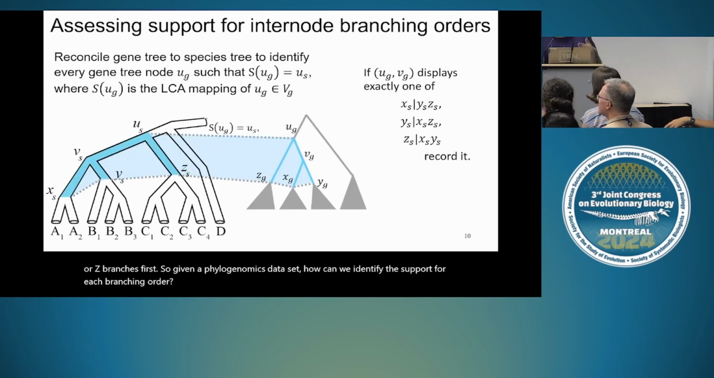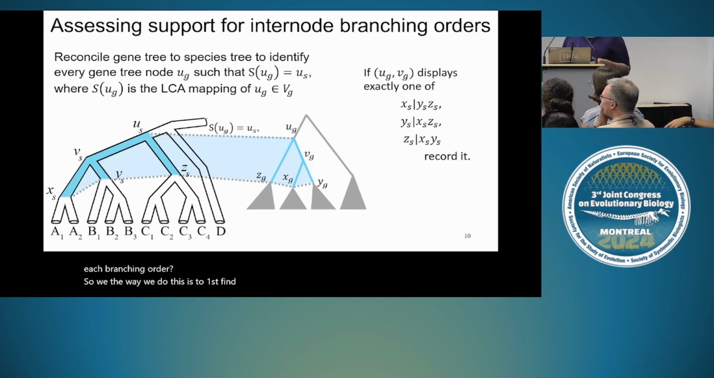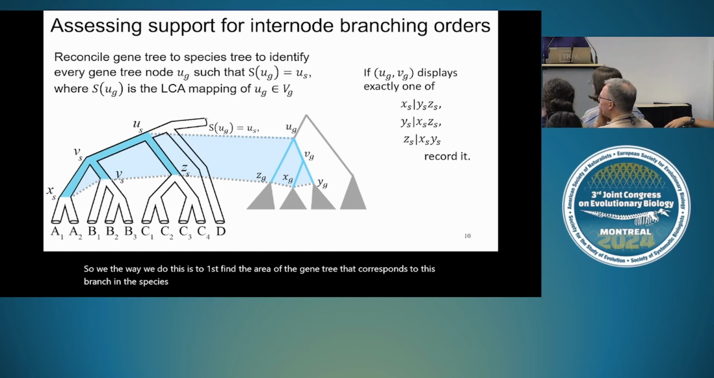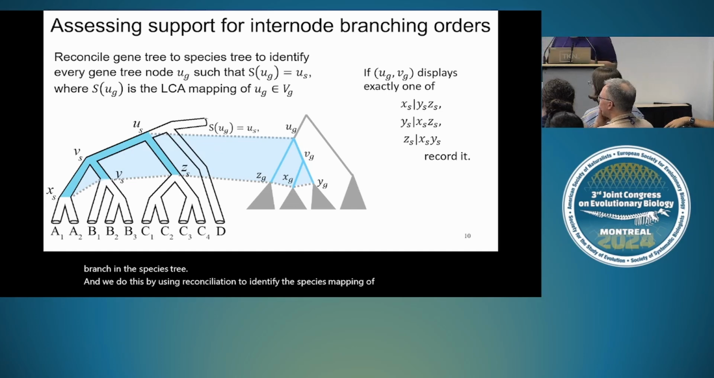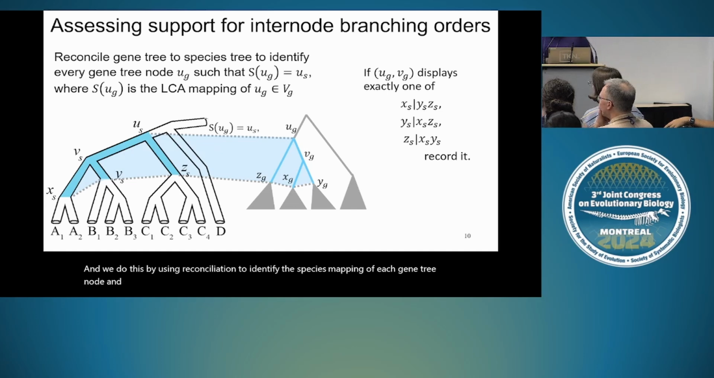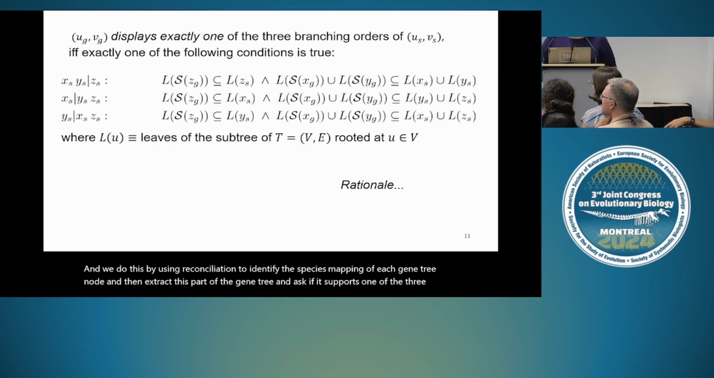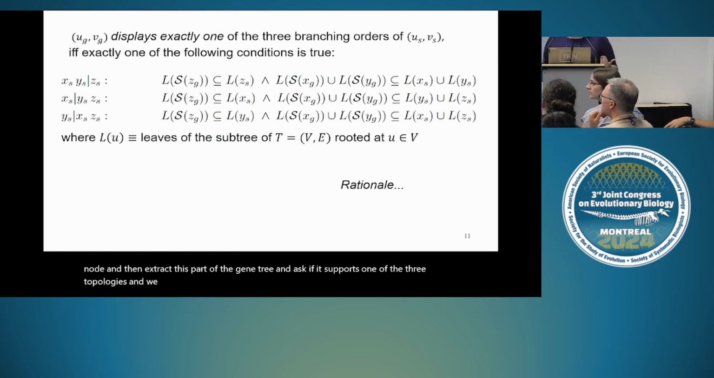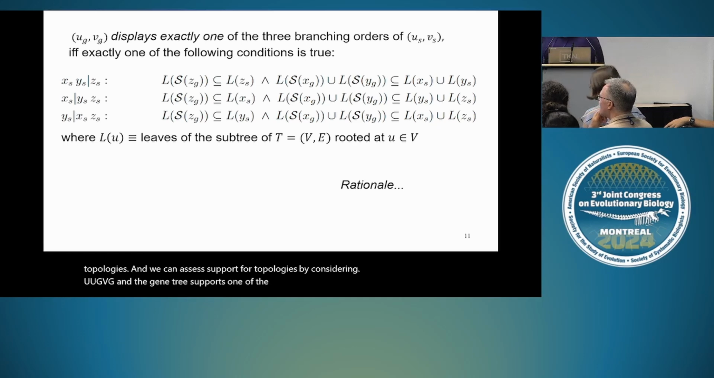The way we do this is to first find the area of the gene tree that corresponds to this branch in the species tree. We do this by using reconciliation to identify the species mapping of each gene tree node, and then extract this part of the gene tree and ask if it supports one of the 3 topologies. We can assess support for topologies by considering edge UGVG, and the gene tree supports one of the 3 topologies of US, VS if and only if exactly one of these conditions is true.